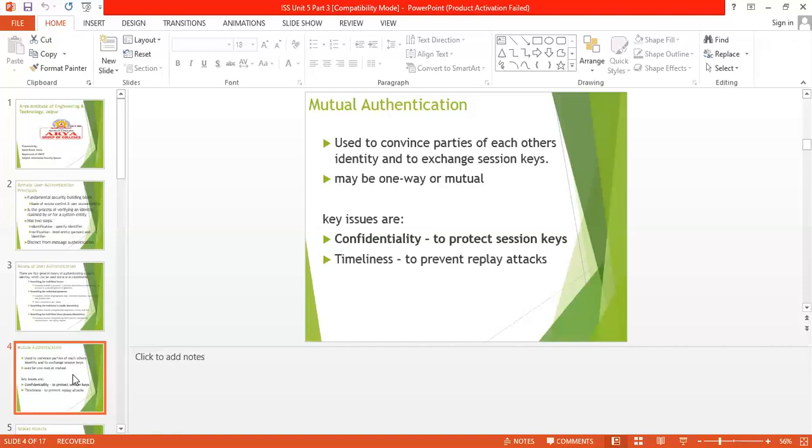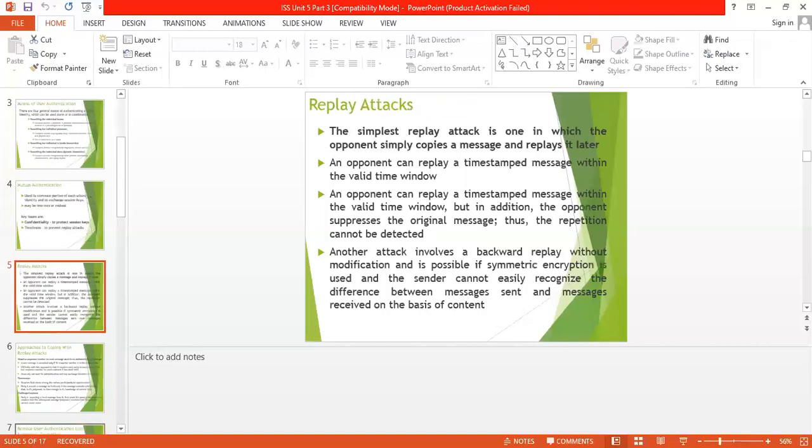There are some different types of replay attack. First of all is the simple replay. In the simple replay, the opponent simply copies a message from the authentic source and replays it later. And second is the logging replay. In this, an opponent can replay a timestamped message within a valid time window.